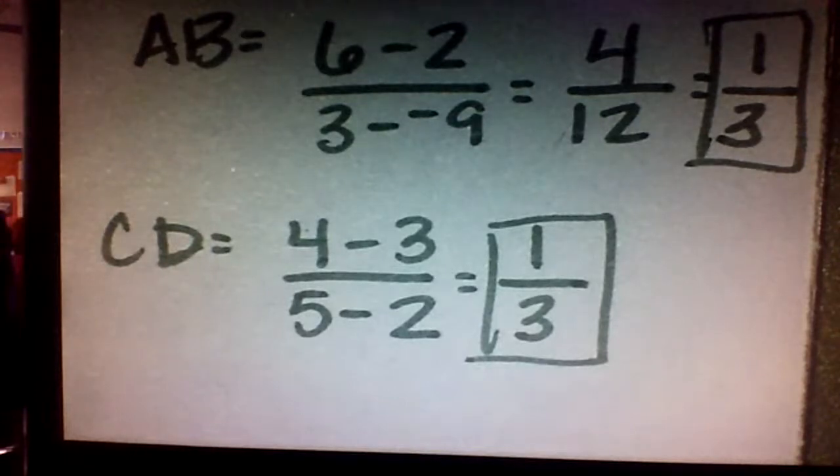Okay, here's your answers to check. 1/3. And 4 divided by 12 is not 3. 12 divided by 4 is 3.